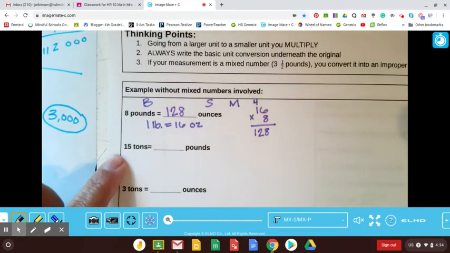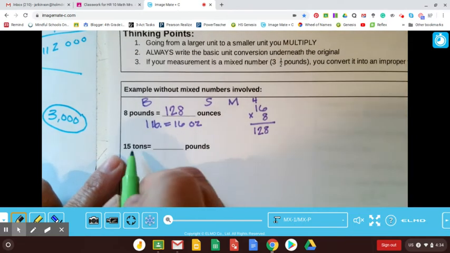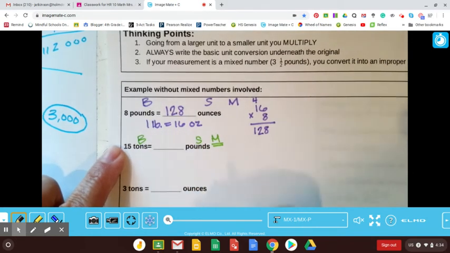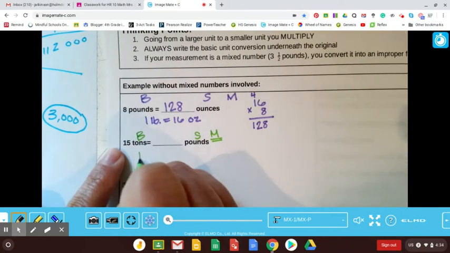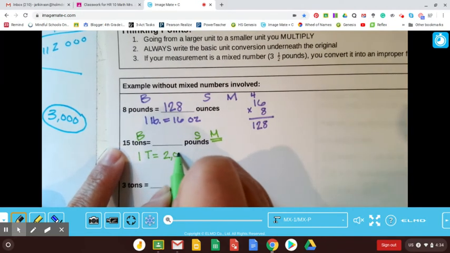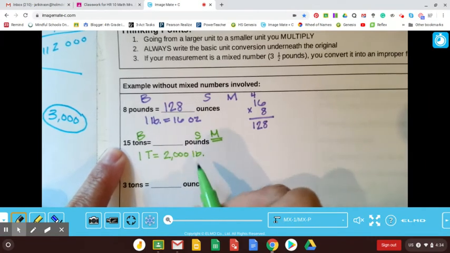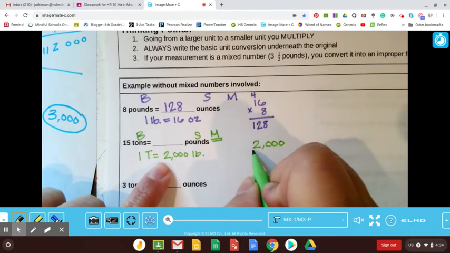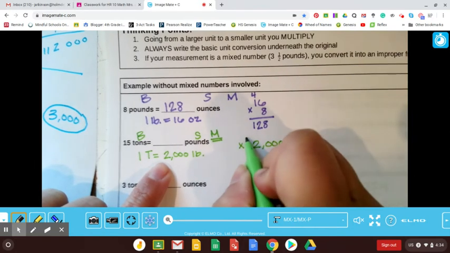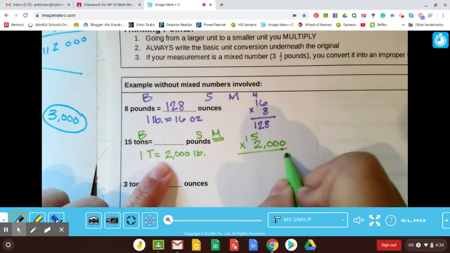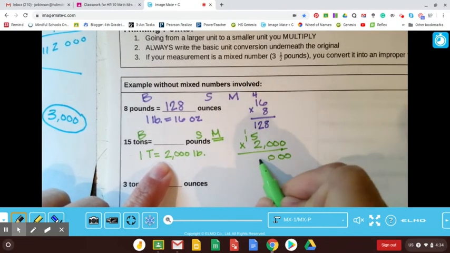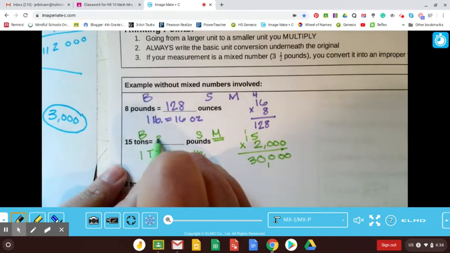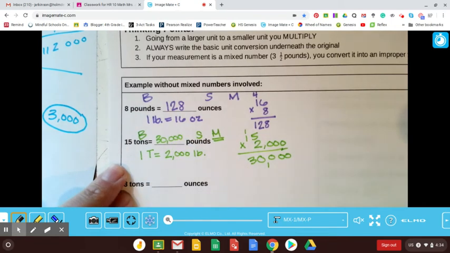All right, let's do the next one. We have 15 tons is how many pounds? We're going from a big to a small. We're going to multiply. Well, I know that in 1 ton, there are 2,000 pounds. So in 15 tons, it's going to be 2,000 times 15. And I could do cliffhanger again if I want to. 2 times 5 is 10. 2 plus 1 is 3. So in 15 tons, it's 30,000 pounds.